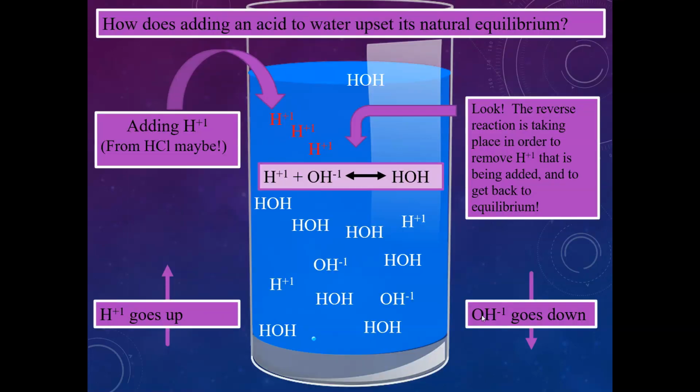So we are adding an acid. It's going to upset the natural equilibrium. By adding an acid, maybe hydrochloric acid, something like that, we are adding some hydrogen ions. It's going to increase our hydrogen ion concentration and decrease our hydroxide ion concentration, because these are going to start bonding back together with any hydroxides that are free roaming in order to get back to that equilibrium condition.